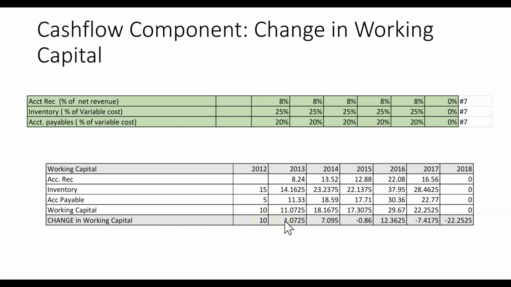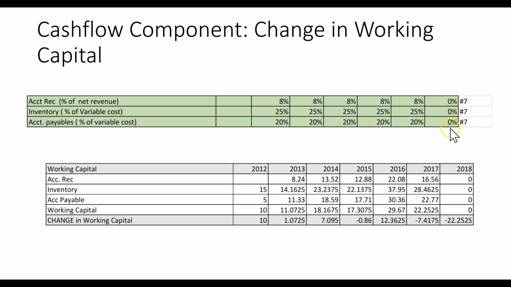Next year, we would need to grow by 1.0725. How do we do that? We have 10, but we need 11.0725. So that means we are adding one more. So this number is basically 11.075 minus 10, continuing this way. So this would be the working capital.